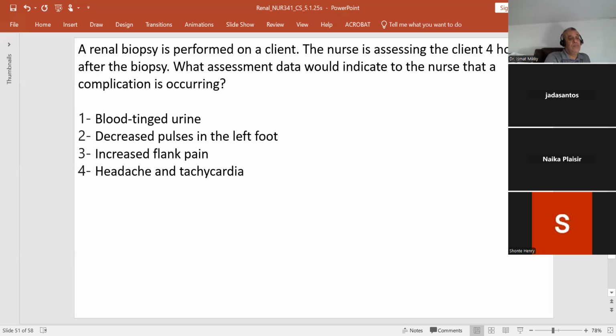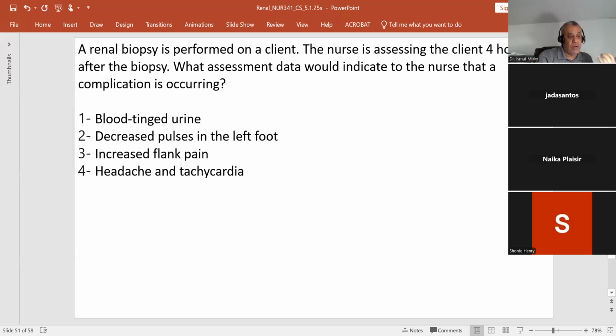Or flank pain? Maybe. Pain is the most serious. Increased flank pain may be an indication of bleeding within the renal capsule. Hemorrhage is the most common complication because of the large volume of blood filtered through the kidneys. In a renal biopsy, quite a large needle punctures the kidney and is inserted inside to obtain a tissue sample, right? So to get a kidney tissue sample for examination.